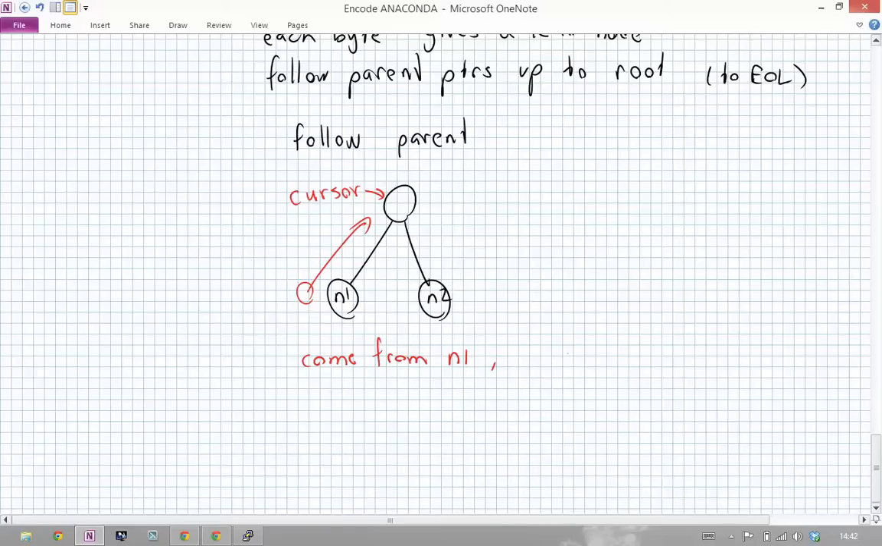We'll look back and we'll check if n1 equals cursor left child, then we'll say the code B is equal to 1, else B is equal to 0. And that's just a matter of how you're counting left and right. So if left is 1 and right is 0, then you'll do that.